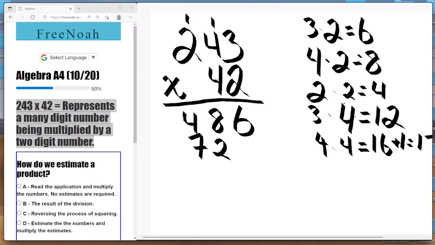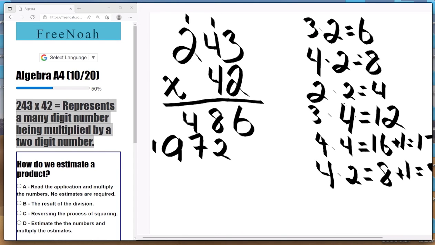And then we're going to do 4 times 2. This will equal 8 plus 1 that we carried over, giving us a 9. Here we go. We're going to place the 9 right next to the 7. Then we're going to simply add. Let's place that imaginary 0 here.